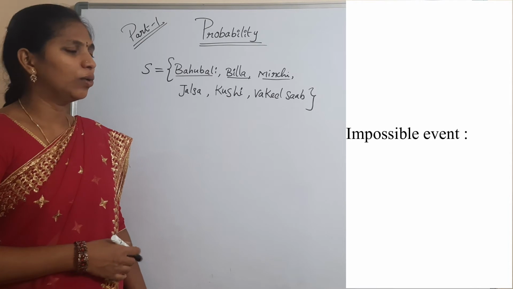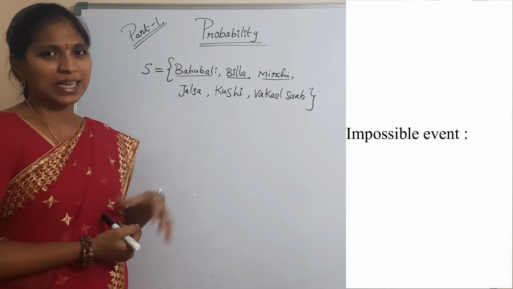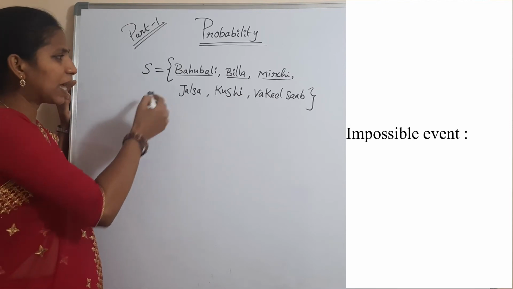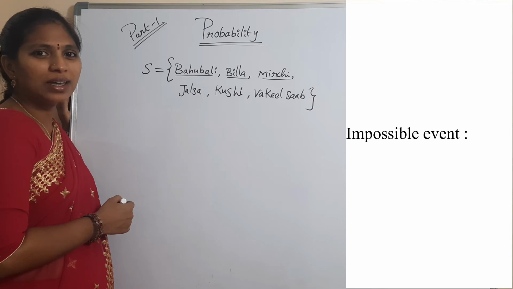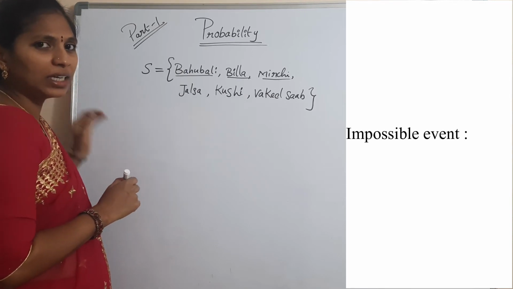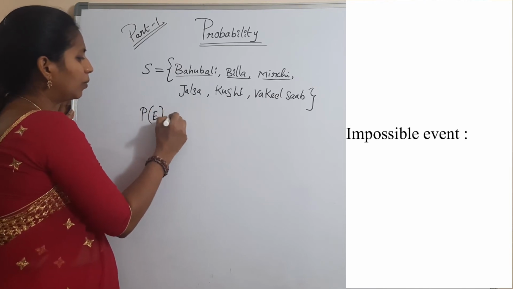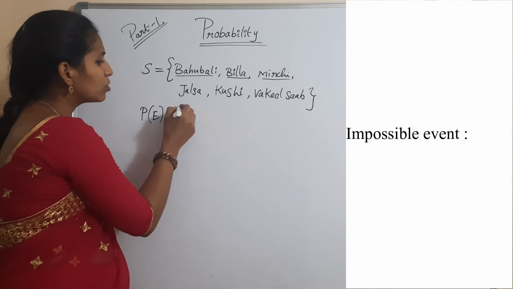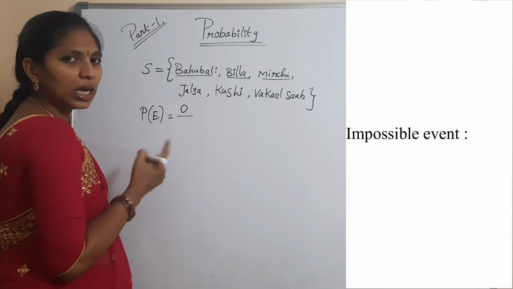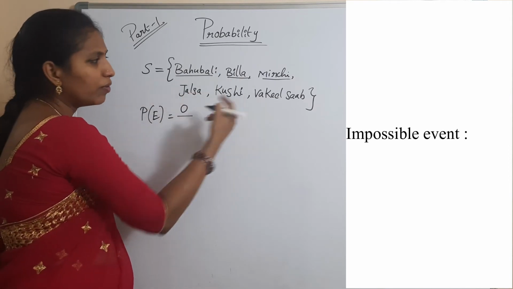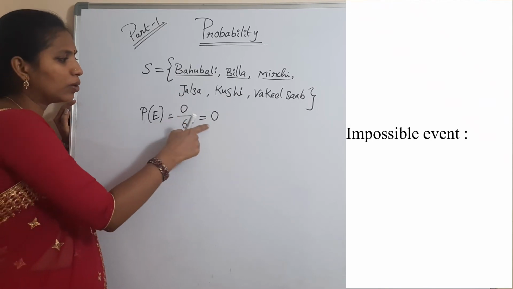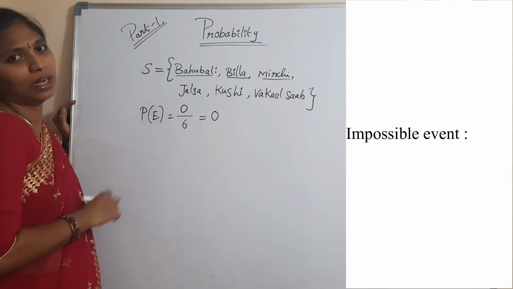Now coming to the impossible event. What is an impossible event? Let me explain with this example. Now I want to select Ram Charan's movie from this folder, from this sample space. Is it possible? No, because there is no Ram Charan movie in this sample space. So what is the probability of that event? P of E equals m by n. The value of m is 0, because there is no Ram Charan movie in this sample space, by the total number of possible outcomes. How many movies are there? 6. So 0 by 6 equals 0. If the probability of any event equals 0, then that is called an impossible event.